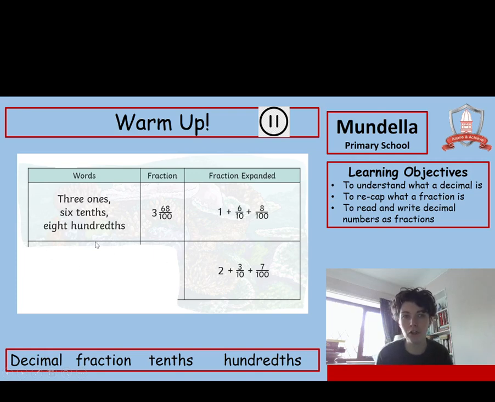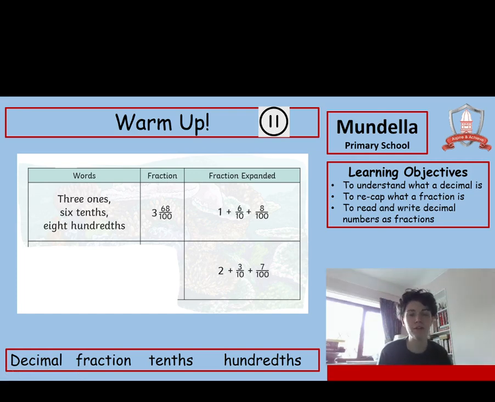Okay, what would the words and the fraction be here when we've got 2, add 3/10, add 7 hundredths? Now be careful. Look, that's a tenth and that's a hundredth. So think about what 3/10 would be out of 100. So what would that be as hundredths? And then add them together. Right, pause the video to have a go.